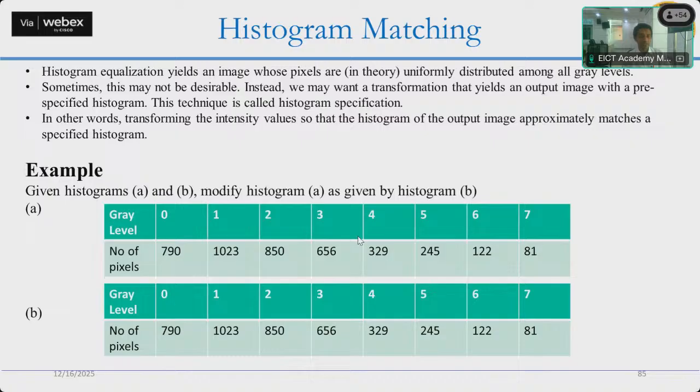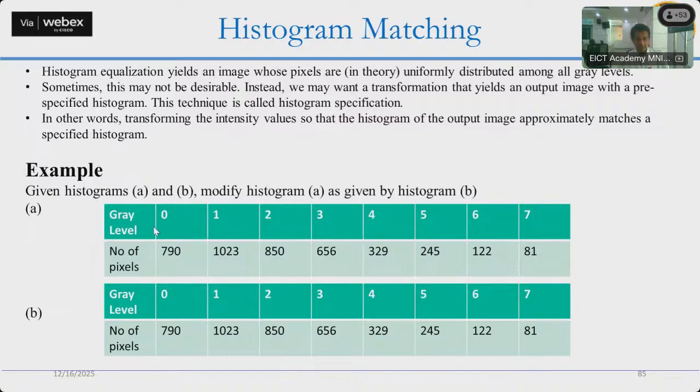What happens? We want a transformation that yields an output image with a pre-specified histogram. So can we put up the output in such a form where the histogram is fixed? This is basically called histogram specification. In other words, transforming the intensity values so that the histogram of the output image approximately matches the specified histogram.